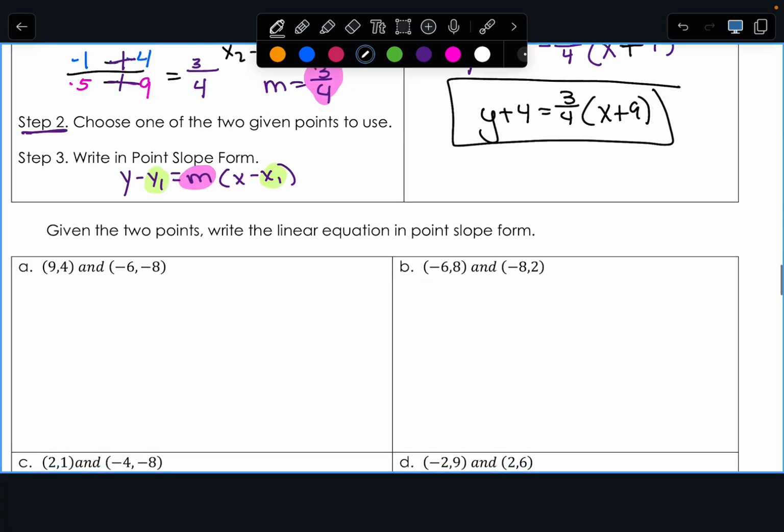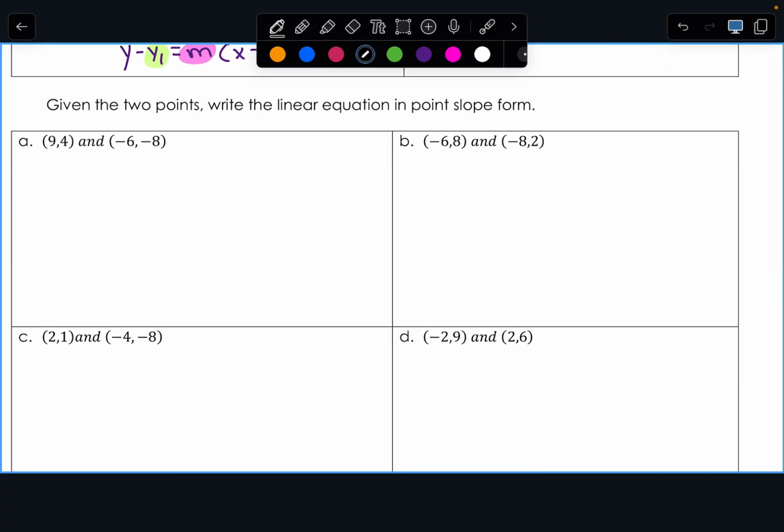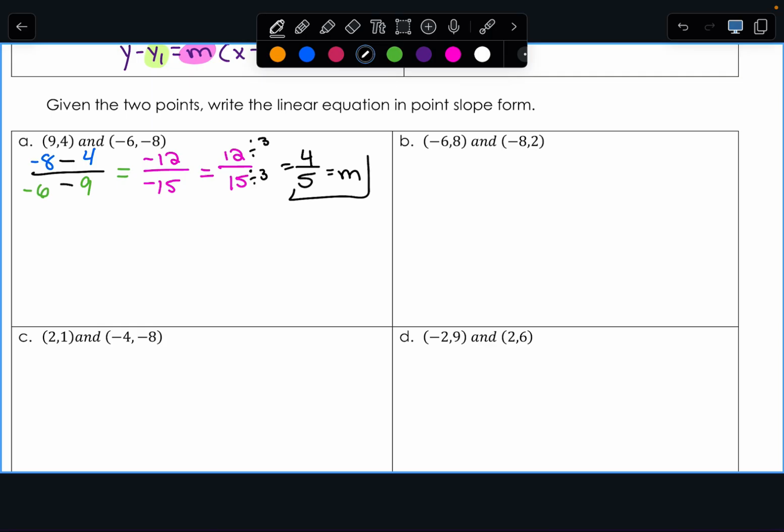All right, we're going to keep going through a couple more examples. Set it up. -8 minus 4, -6 minus 9. -8 minus 4 is -12. -6 minus 9 is -15. Double negative becomes positive, but then we can also divide both of these numbers by 3. So now we have 4/5 as our slope.